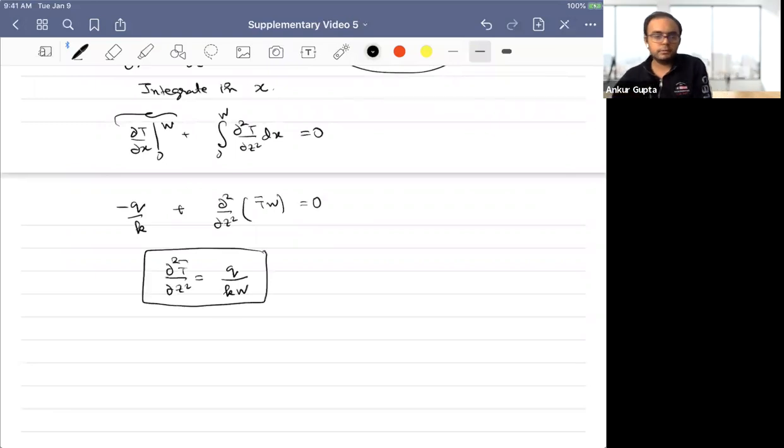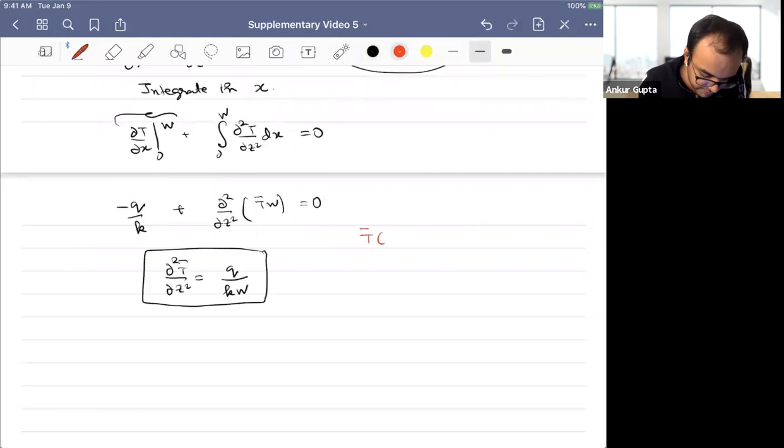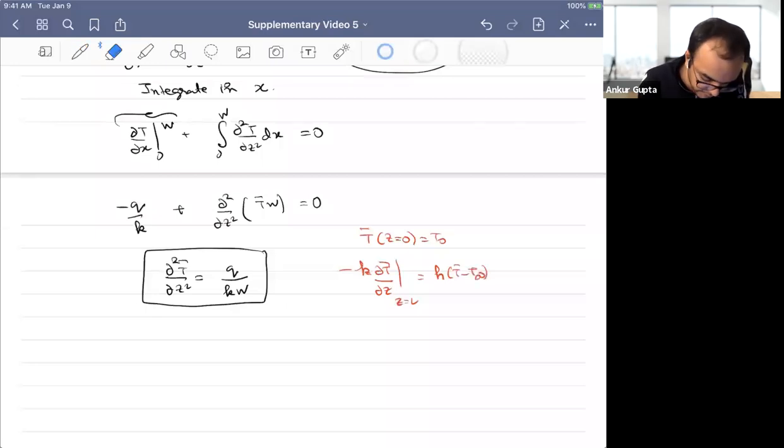Okay, q by kw. And the reason we went through this exercise, and the boundary conditions here are also obvious: T bar is equal to T naught at z equal to 0, and minus k del T bar by del z at z equal to L is h into (T bar minus T infinity). I hope that you are able to see now the difference that starts to come in.